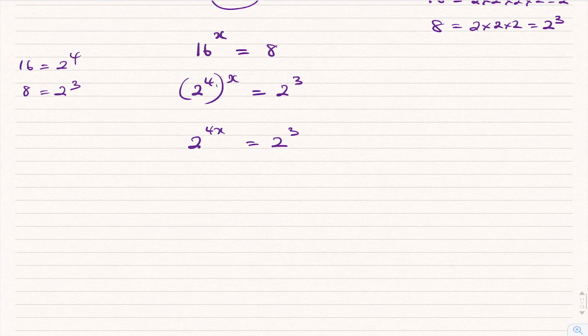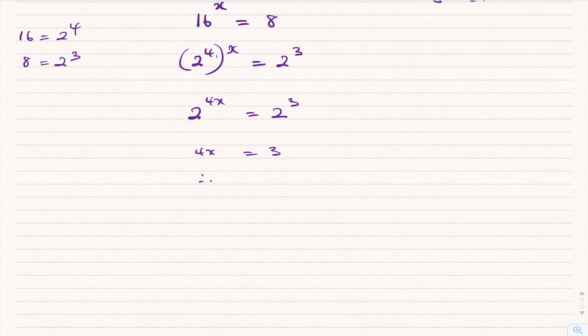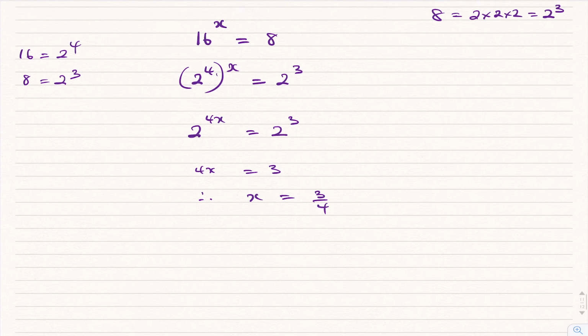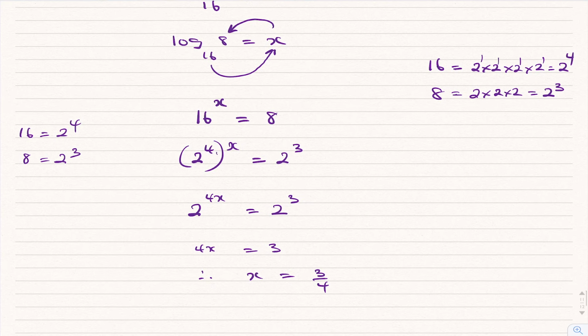Therefore, the bases are the same, and there's an equal sign between them, so their powers will be equal. So 4x equals 3, and therefore, dividing both sides by 4, x equals 3 over 4. So now I can rewrite this expression: log base 16 of 8 equals 3 over 4. Okay, those are slightly challenging, but you'll come to understand it as we go through the laws of logarithm.